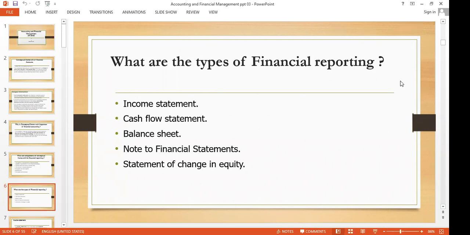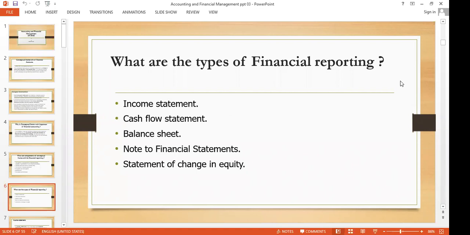Balance sheet. Assets and liabilities balances at the end of the year. We present them using the balance sheet. The statement that shows the balances of the organization's liabilities and assets at the end of the year is called the balance sheet.